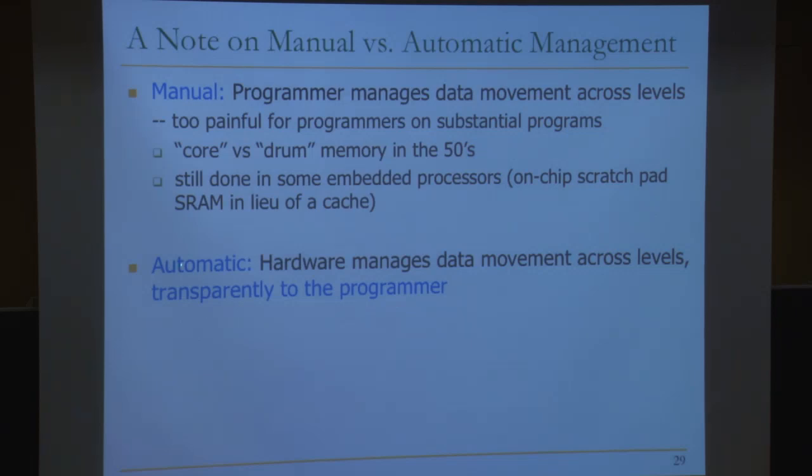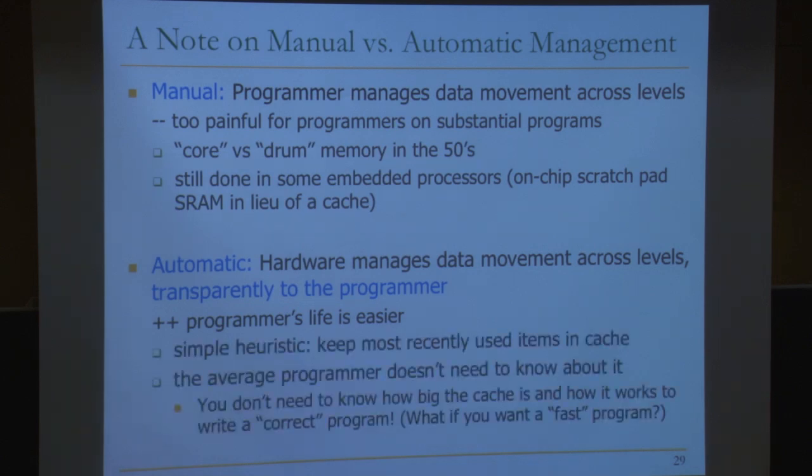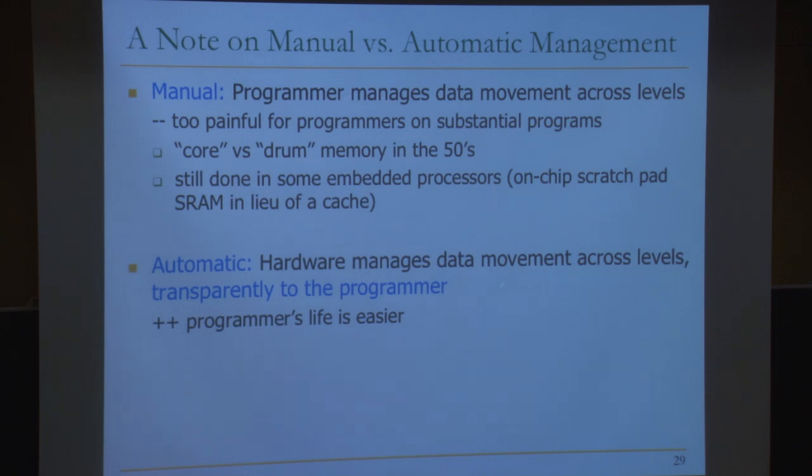Okay. Automatic hardware manages data movement across levels. It's transparent to the programmer. And the upside is the programmer's life is easier. Right? The programmer doesn't need to worry about where the data should go. Now, there's a downside, of course. Now the hardware's job is harder.